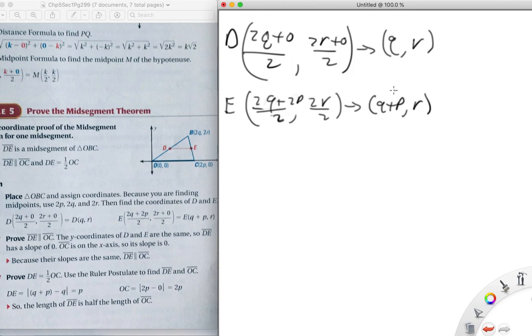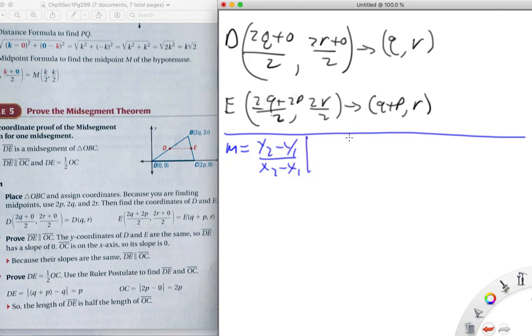We use the midpoint formula that said this is in the middle. That's the first step. Second step, we use the slope formula to prove that they're parallel. Remember the slope formula? y2 minus y1 over x2 minus x1.